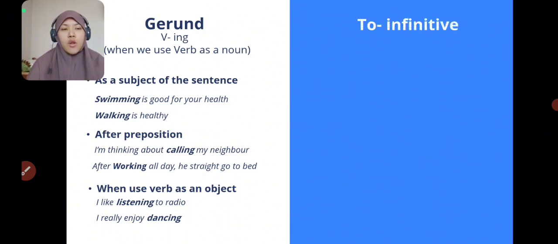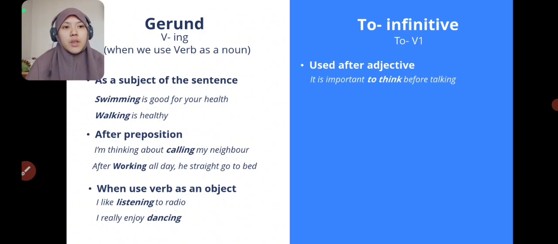To infinitive also works the same. We change the verb into a noun, but not by adding ing, but we put to infinitive. Okay, we can use it after an adjective. Important is an adjective. We can put to thing. To thing. Thing is a good verb.